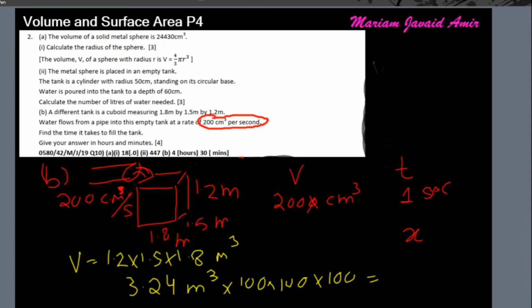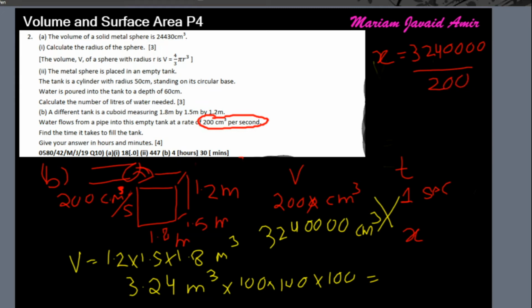So the volume becomes 3.24 times a million, which is 324,000 centimeter cube. Let's cross multiply and we'll get our answer in seconds. So x will get multiplied with 200 first, and 1 will get multiplied with 324,000, and then we divide it with 200 to make x the subject. Divided by 200, this gives us 16200 seconds.